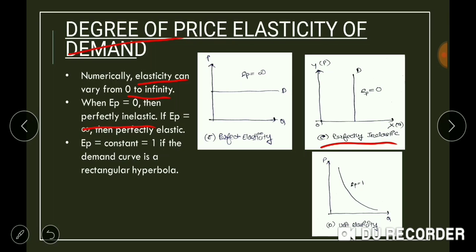Similarly, we have the case of perfectly elastic goods, where we have the price elasticity equal to infinity. This is shown in figure E, where the demand curve becomes horizontal and a small change in price results in huge fluctuations in the quantity demanded of the good. Generally, we do not have constant price elasticity of demand along a demand curve. However, if the demand curve is a rectangular hyperbola, in that case we will have a constant elasticity of demand throughout, and the elasticity will be equal to 1. Elasticity tends to be higher in case of luxury goods and lower in case of necessary goods.